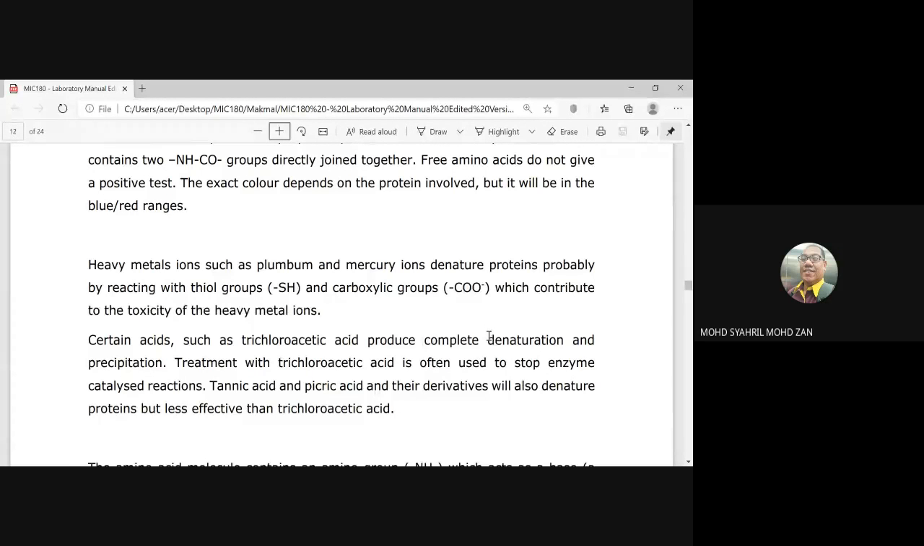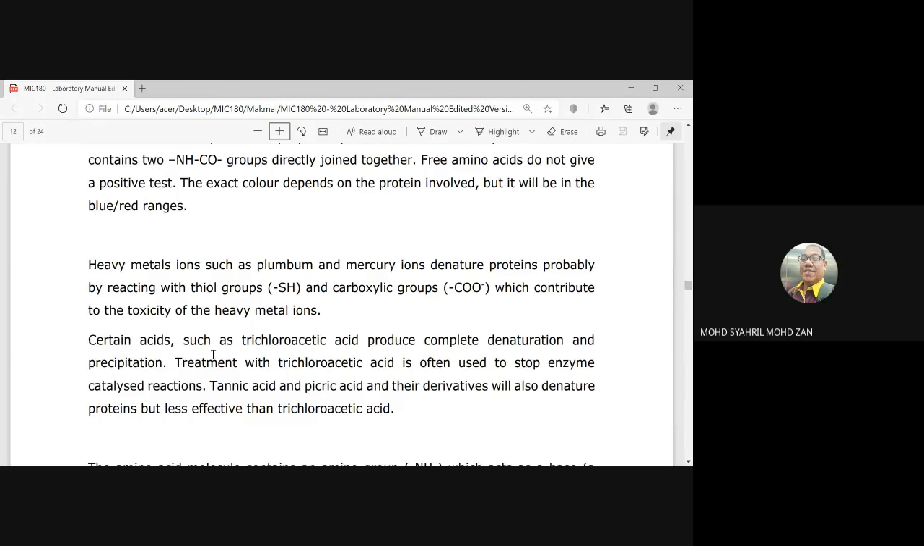So what is denaturation? Denaturation is a kerosakan pada structure protein disebabkan kerana pemutusan ikatan. Right? So from that we can get the precipitate. So I will explain more on the summary of the experiment nanti dalam PowerPoint.